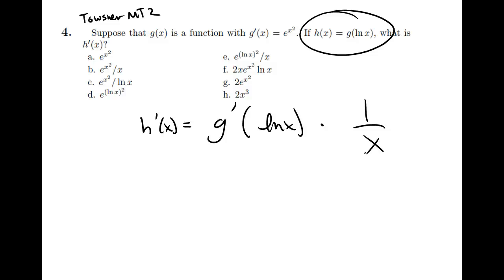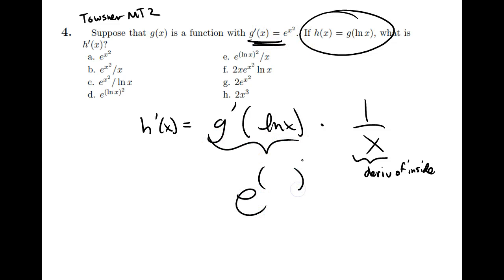That's your classic chain rule question. Take the derivative of the outside with the inside plugged in and multiply by the derivative of the inside. We don't know what g is, but we know what g prime is. G prime is e to the x squared. So e to the log x squared. This is what it means to have log x replacing x. I multiply that by 1 over x, so the answer is e to the log x squared times 1 over x.